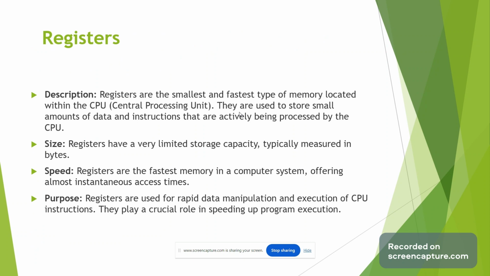Now, what are the purposes of register? Registers are used for rapid data manipulation and execution of CPU instructions. They play a crucial role in speeding up the program execution. There are times when a computer needs that instant execution of a program, and a delay can cost important things. Like you are in the stock market and you are buying a stock, you have to be precise, and you can't delay even a few seconds. So they are used for these purposes generally, where instant speed is required.